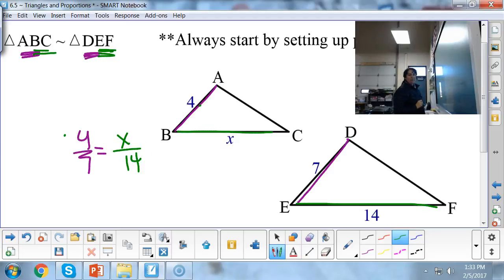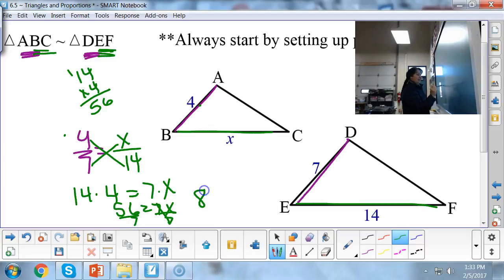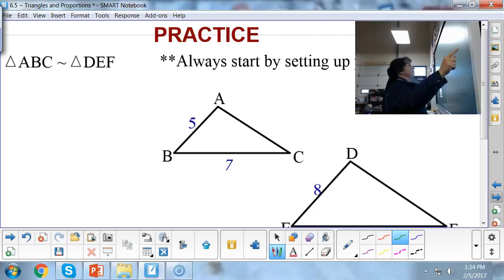And then I'm going to solve that proportion by cross multiplying. So 14 times 4 equals 7 times x. Okay, so 14 times 4 is 56. 56 equals 7x, 7 times x. So to solve for x, I'm going to divide by 7. Divide by 7. 8 is equal to x. Okay? We're going to do a practice problem.